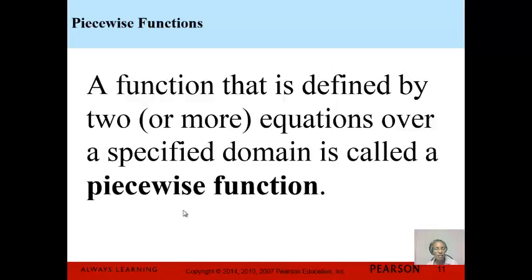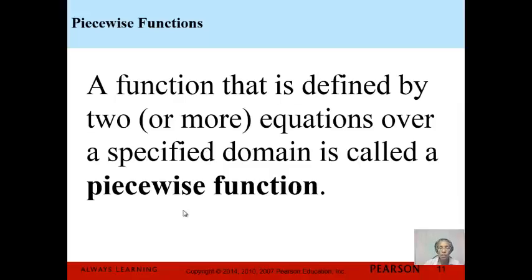A function that is defined by 2 or more equations over a specified domain is called a piecewise function. And we will look a little bit more at these in another video where we look at some examples of the problems.